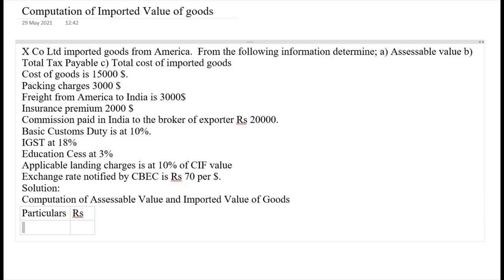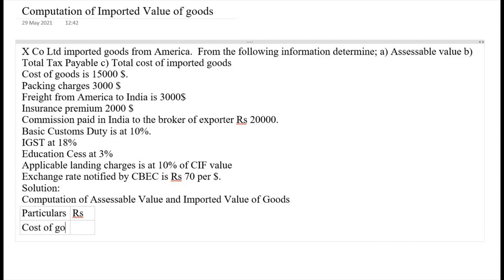So now we should go on. The cost of goods is given, packing is to be added, freight is to be added, insurance is to be added, commission is to be added, basic customs duty we should calculate at the 10% of CIF value, that is assessable value here.